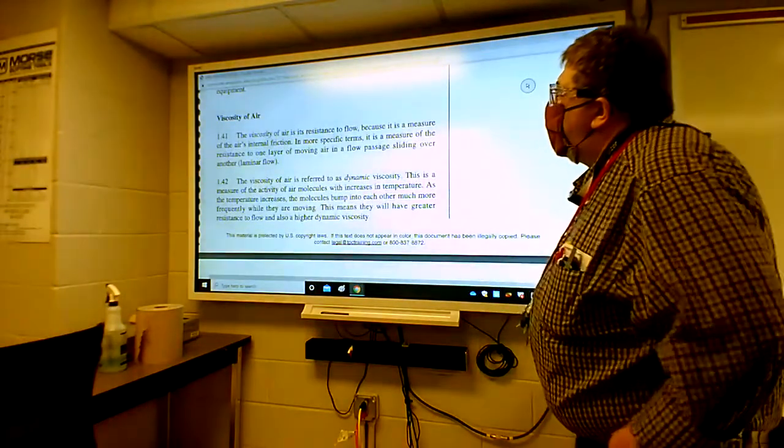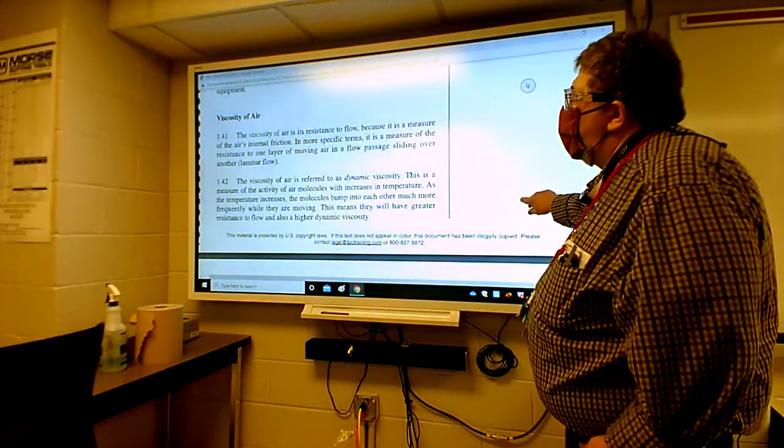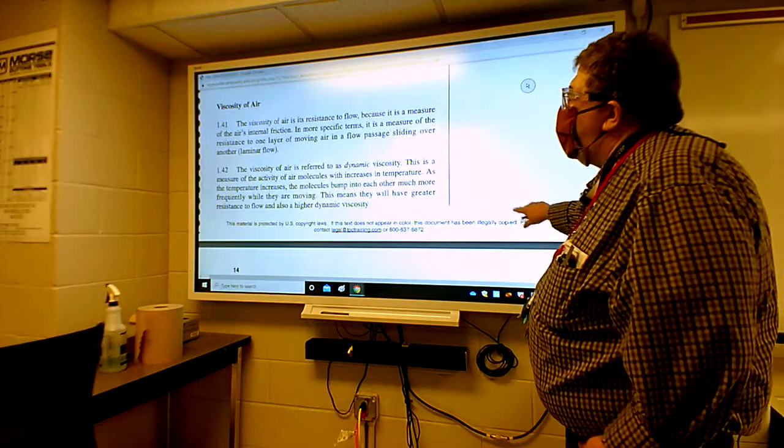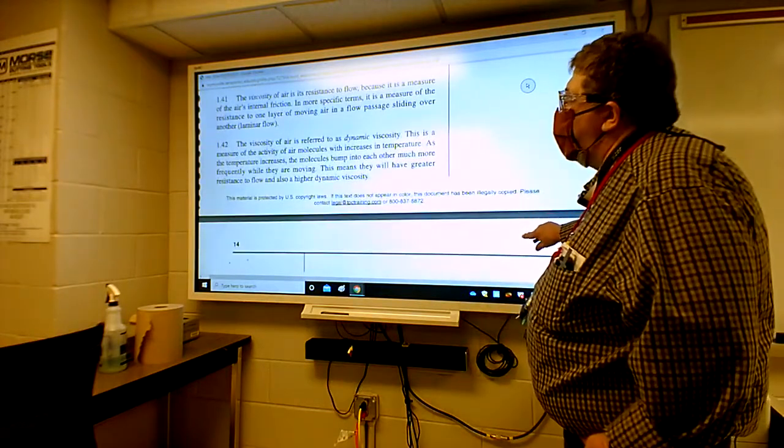Viscosity of air is its resistance to flow. It's a measure of resistance of airflow, and it's referred to as dynamic viscosity.